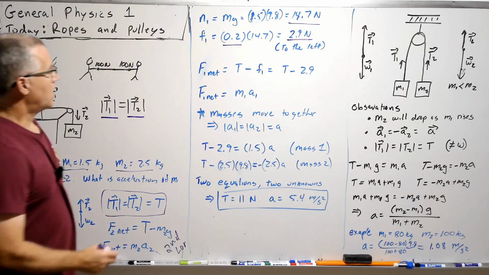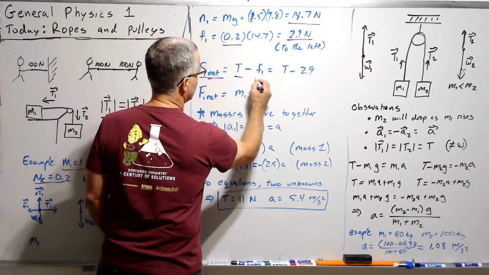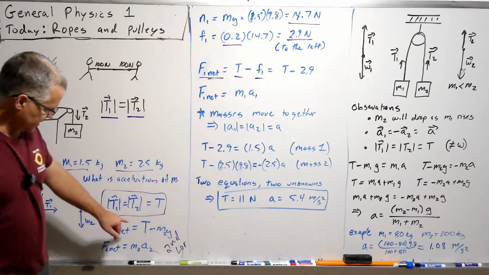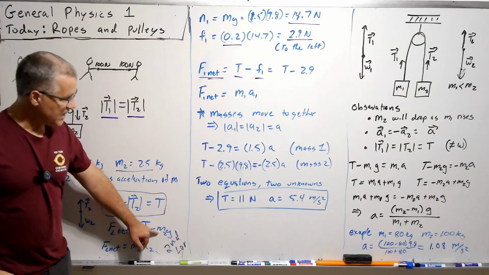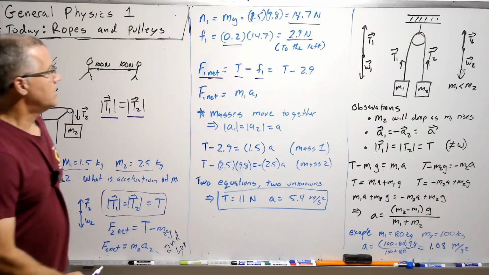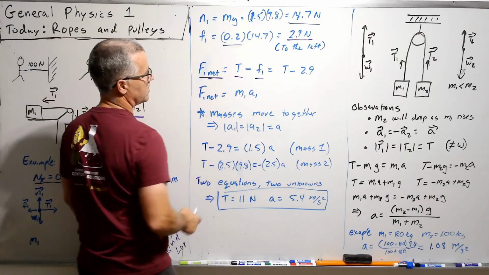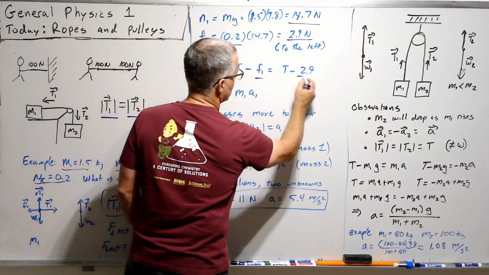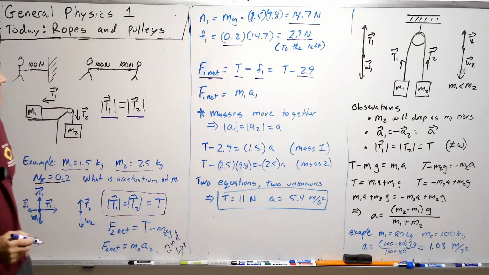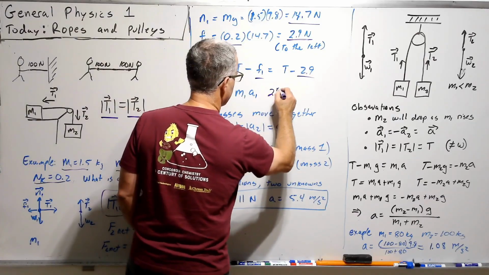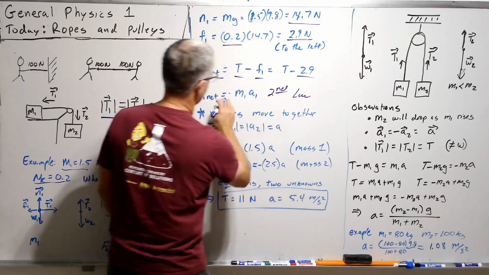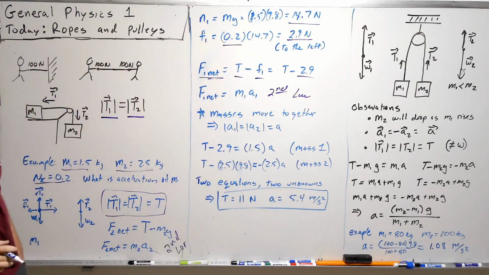So our net force here is T minus friction. Just like the net force here was T minus mg, here it's T minus the friction. But in this case, T is bigger than the friction. We don't know what T is yet, so we have to just leave it as T, but we can plug in our 2.9 here for the friction. And then by the second law again, we have F equals ma as well.